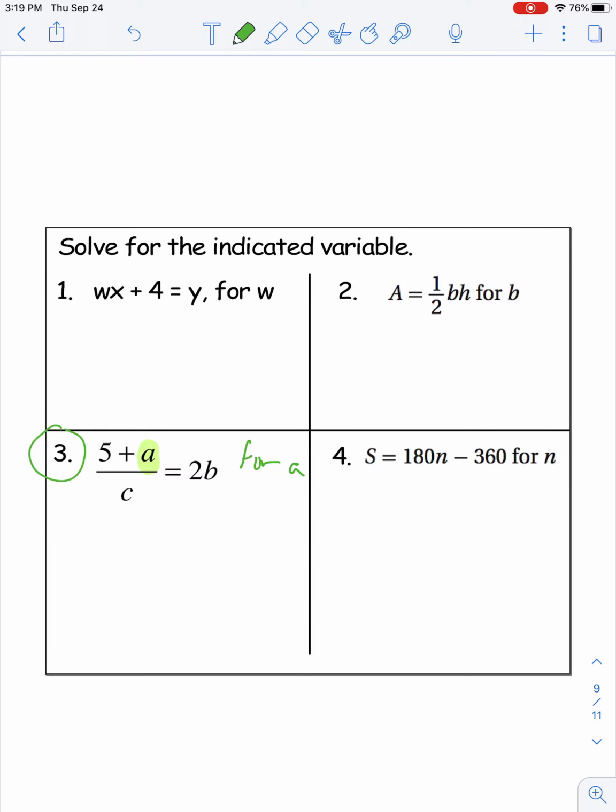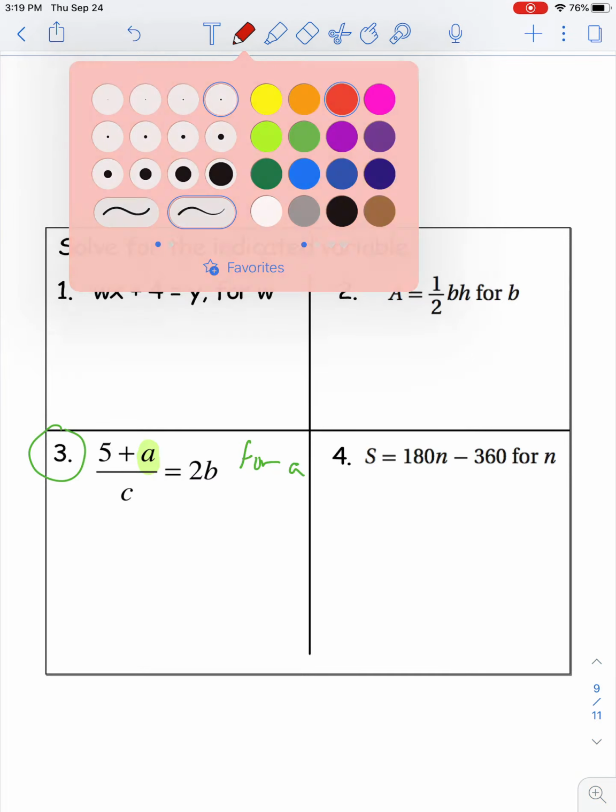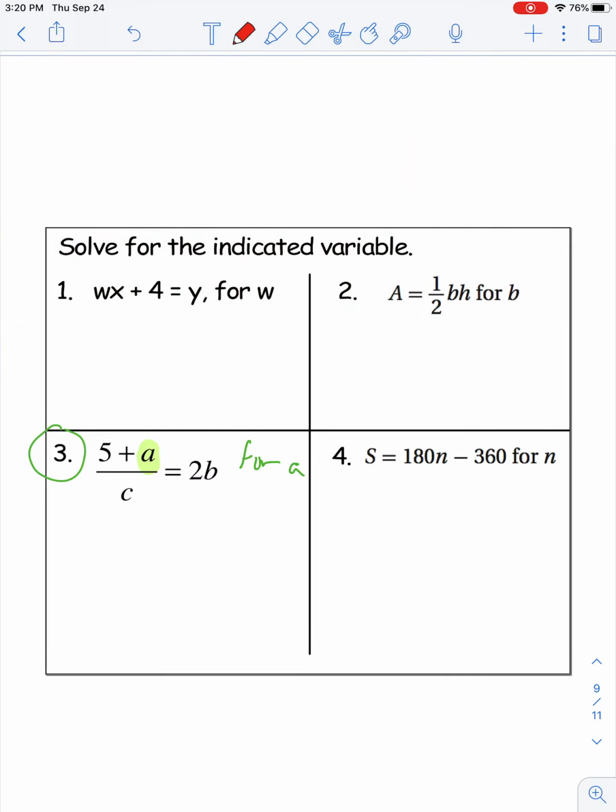So just like in that last question we worked on, in order to solve it for a, I have 5 plus a divided by c. So dividing by c, the opposite would be multiplying. So I have to multiply each side by c. So that's going to give me 5 plus A equals 2BC.